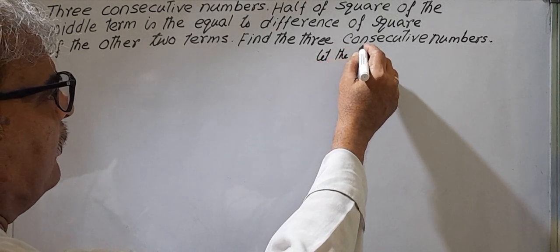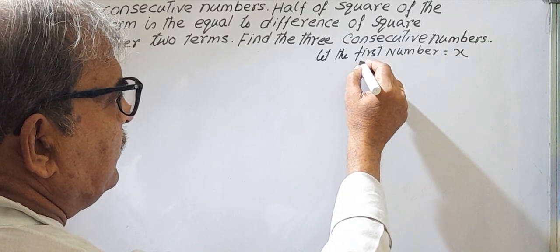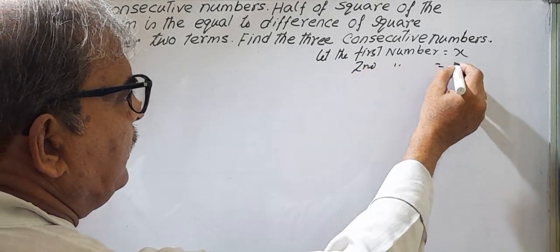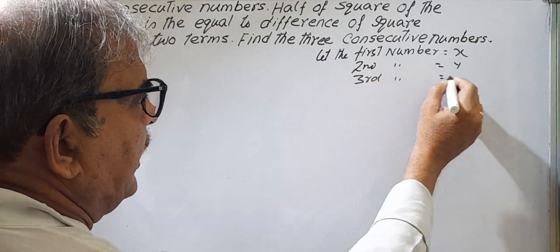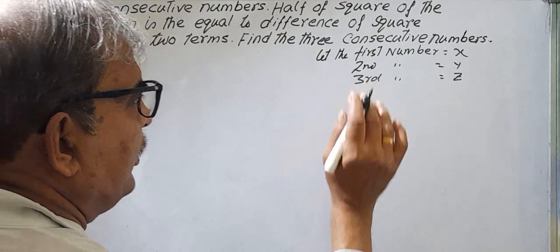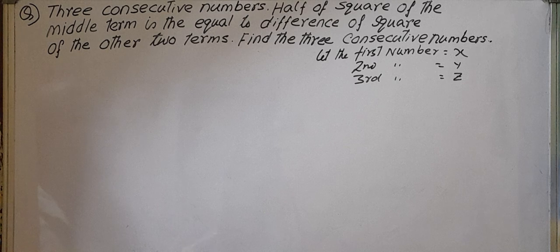the first number, the first or smallest number, whatever it may be, equal to x, then the second number equal to y, the third number equal to z. Therefore the numbers are x, y, z, and we know that x is 1 less than y and z is 1 more than y.